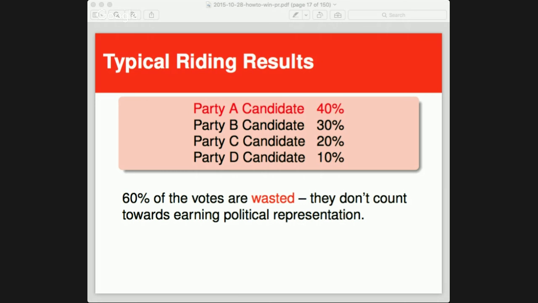The Green Party has tried to redefine this so that wasted votes doesn't mean this anymore, because no vote is ever wasted. But in Fair Vote Canada land, we're going to call these wasted votes, right? Because they don't help anybody get elected.